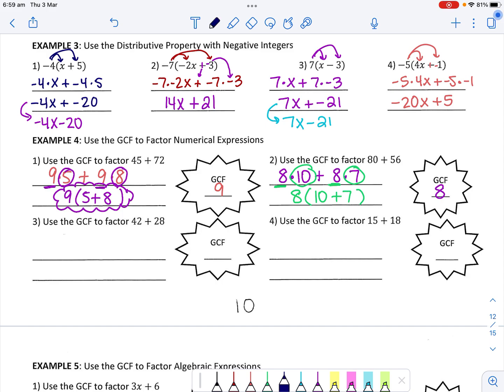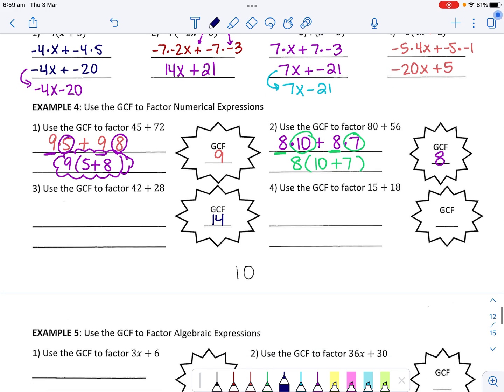For 42 and 28, my greatest common factor is 14. So this is 14 times 3 plus 14 times 2. So I'm going to have 14 times 3 plus 2. And then my last one here, the greatest common factor is 3. So 3 times 5 plus 3 times 6. So 3 times 5 plus 6.